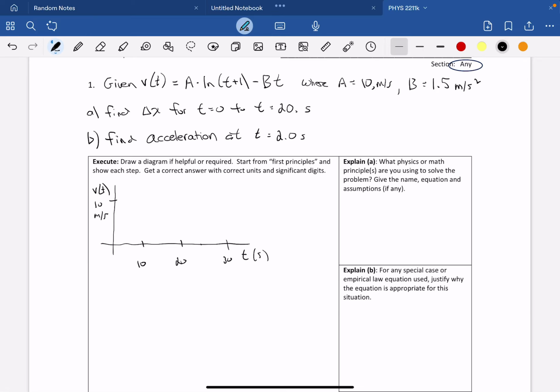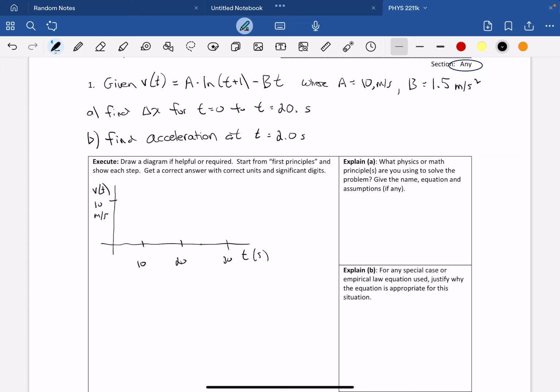All right, here we have a problem where the velocity as a function of time is given: a times the natural log of t plus 1 minus bt, where a is 10 meters per second and b is 1.5 meters per second squared. The problem asks us to find delta x, that is the displacement, how far forward the object moved, for the time period of t equals 0 to t equals 20 seconds, and to find the acceleration at t equals 2 seconds.